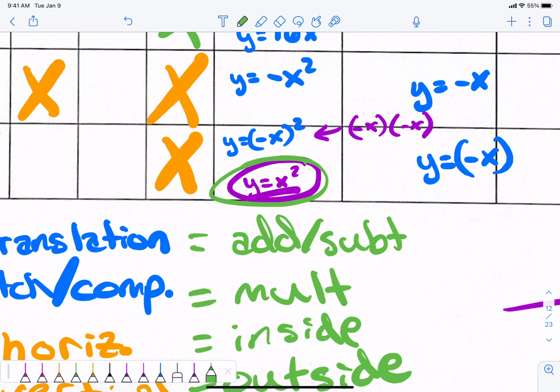Okay, was that a little bit better, that column, than it was yesterday? Like sinking in a little bit more? Okay, the more you do this, the better it will become.